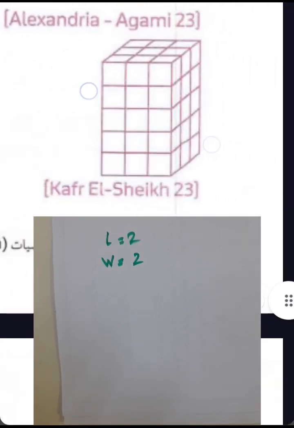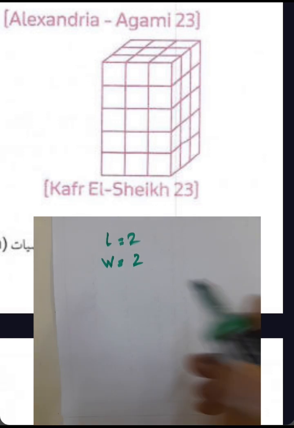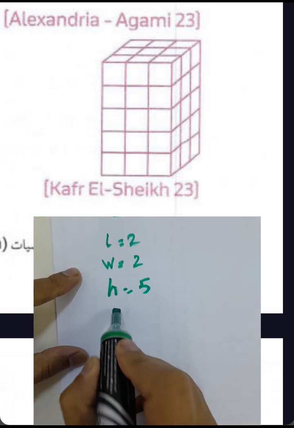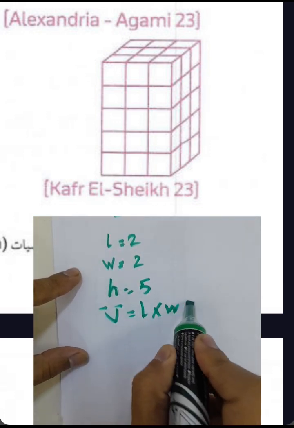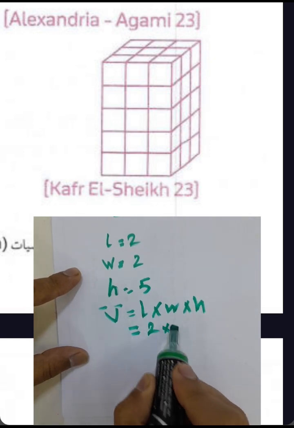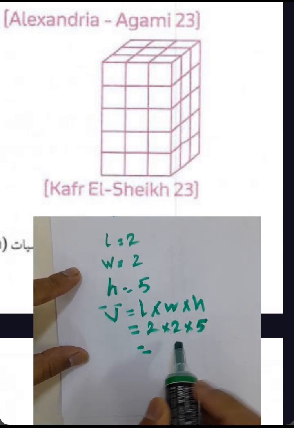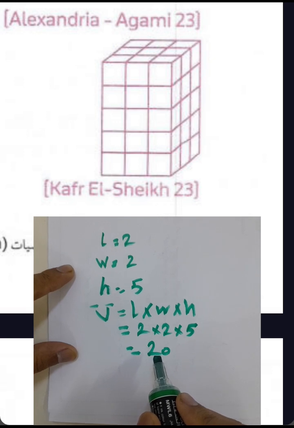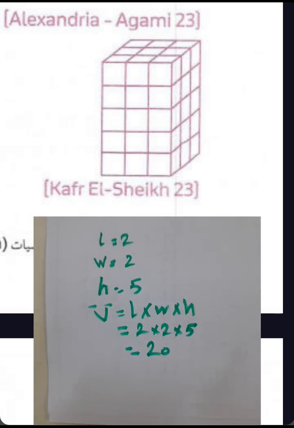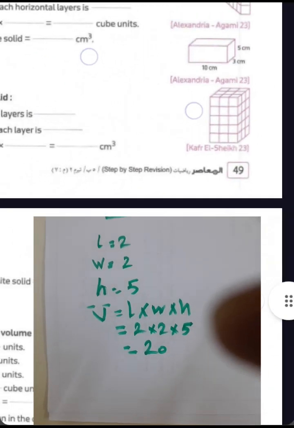1, 2, 3, 4, 5. Then the volume equals length times width times height. 2 times 2 times 5: 2 times 2 is 4, 4 times 5 equals 20. Then the volume will be 20 square units.